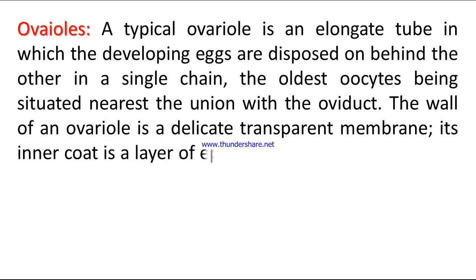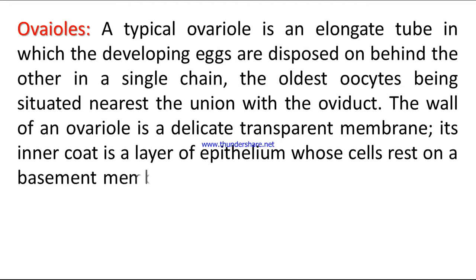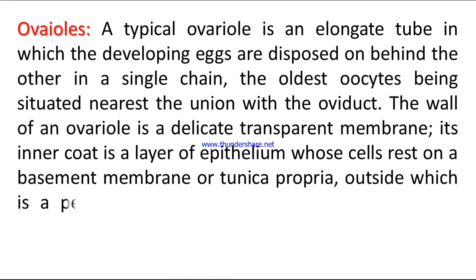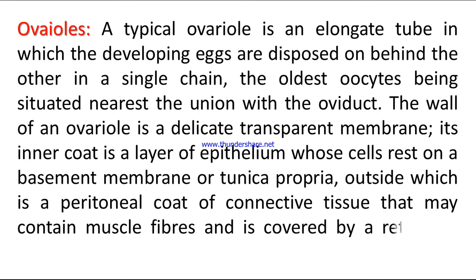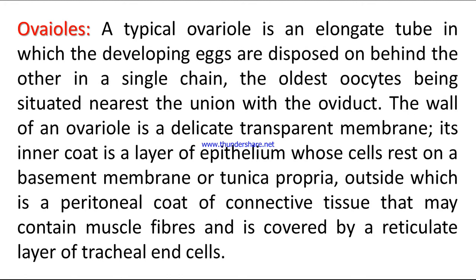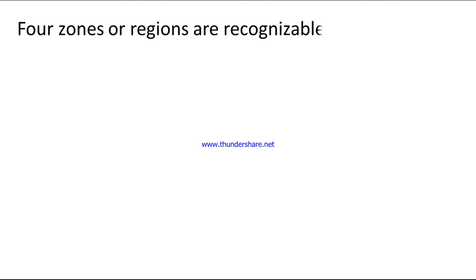Its inner coat is a layer of epithelium whose cells rest on a basement membrane or tunica propria, outside which is a peritoneal coat of connective tissue that may contain muscle fibers and is covered by a reticulate layer of tracheal end cells. Four zones or regions are recognizable in an ovariole.